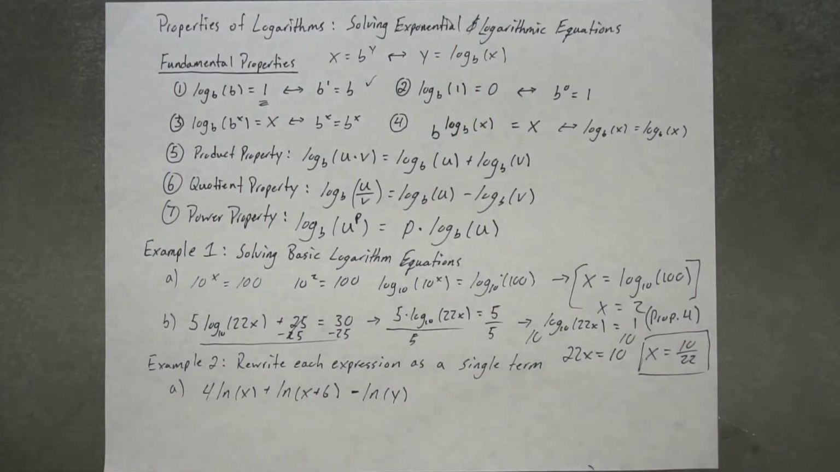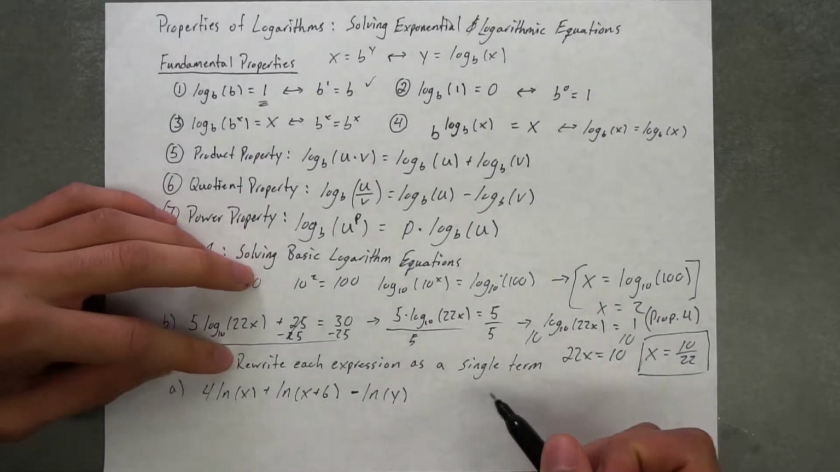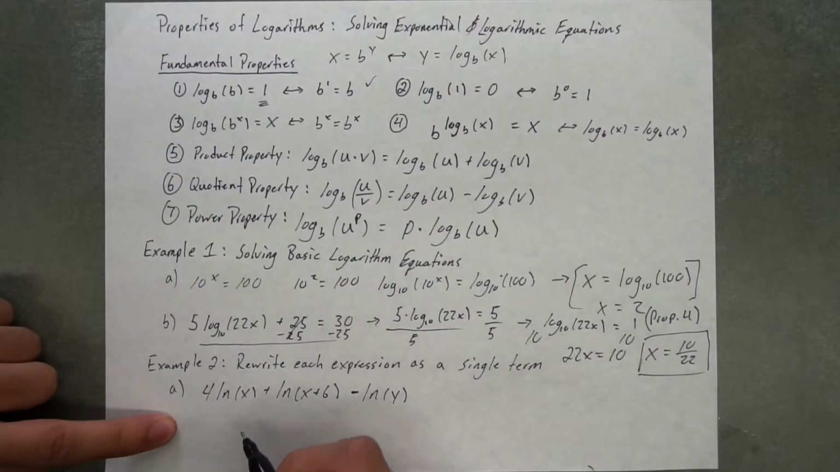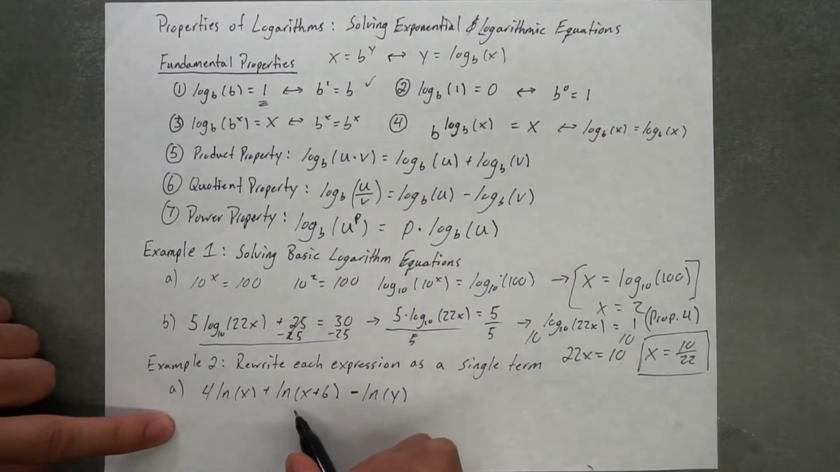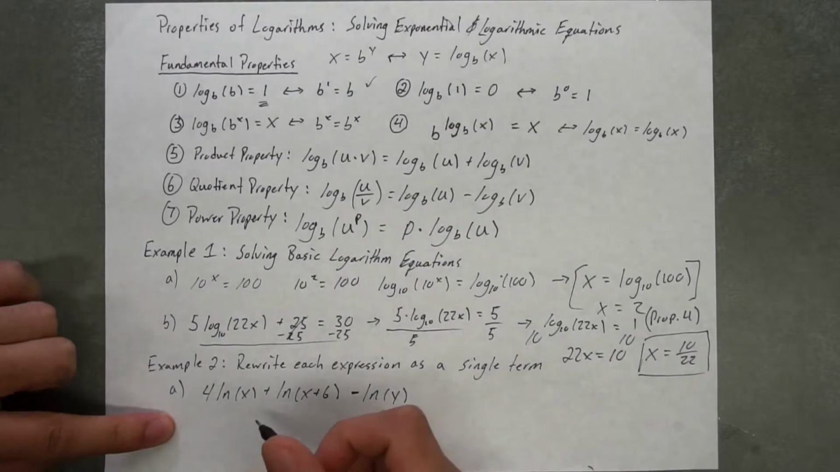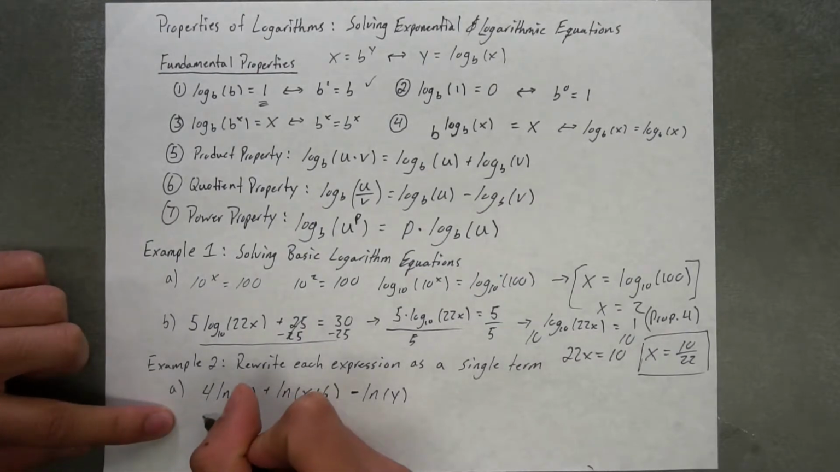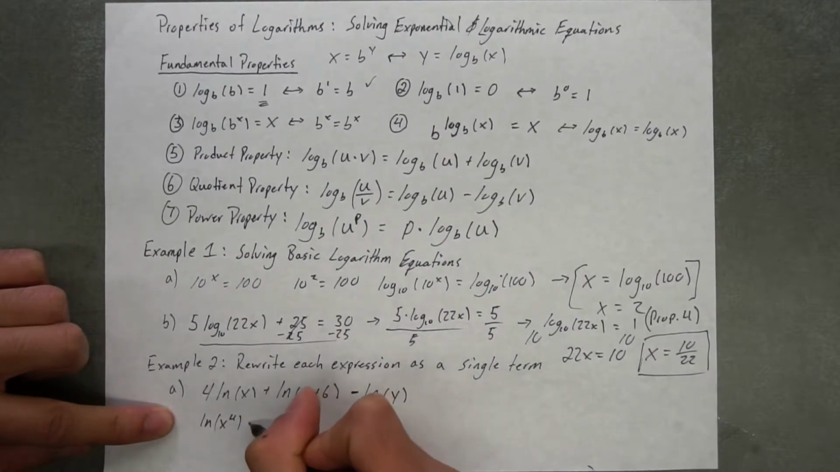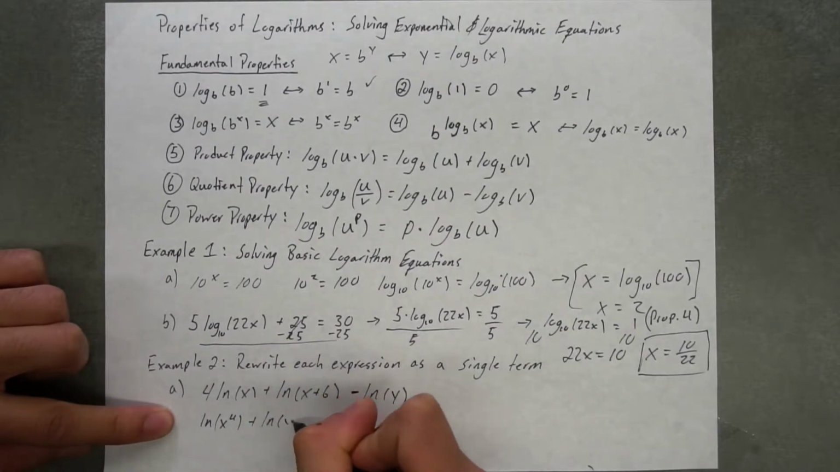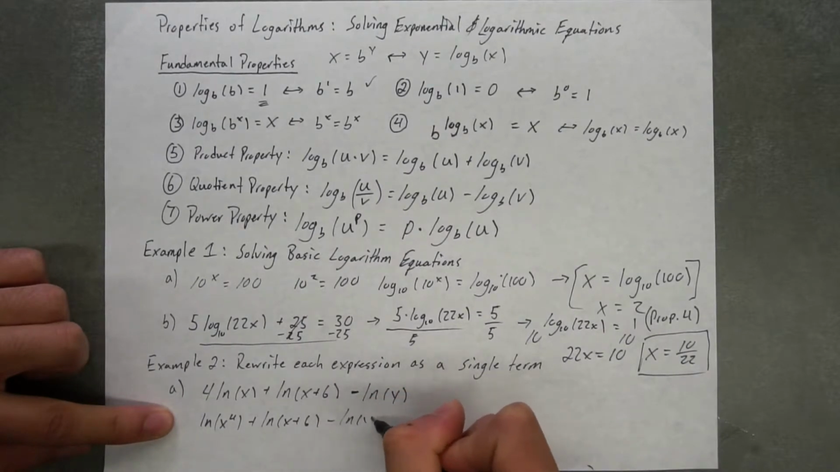Alright, so we're moving on to example 2. We're going to rewrite each expression as a single term. So for problem A, we have 4 times the ln of x plus the ln of x plus 6 minus ln of y. We're going to use the power property, property 7, for the first one. So we have the ln of x to the 4th power, then plus the ln of x plus 6 minus the ln of y.